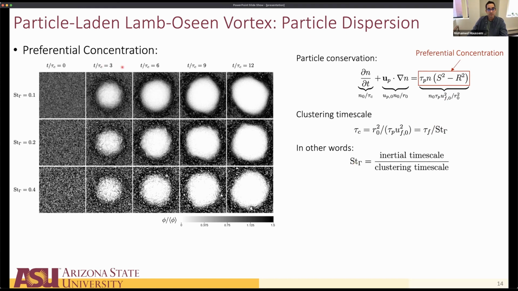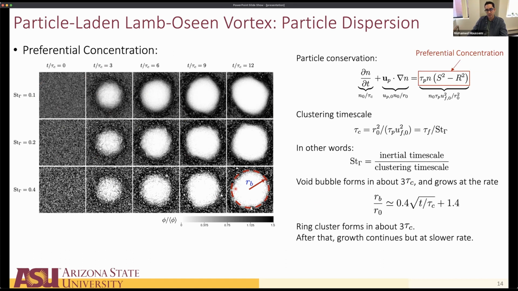Now, when you plot everything with respect to tau c, you see that we have the same dynamics happening regardless of the Stokes number. We can also measure the radius of this ring cluster, and we find that it scales with the square root of t over tau c. The coefficients here, the 0.4 and 1.4, are practically insensitive to Stokes number. The takeaway is that the cluster forms in about 3 clustering times. Later on, the growth of the ring slows down because it scales as the square root of t.